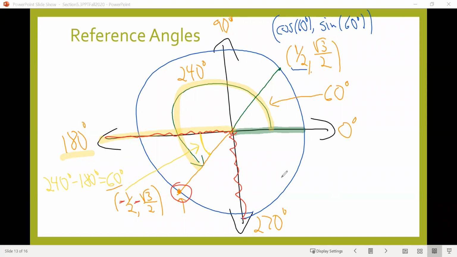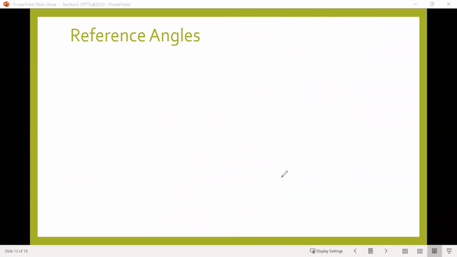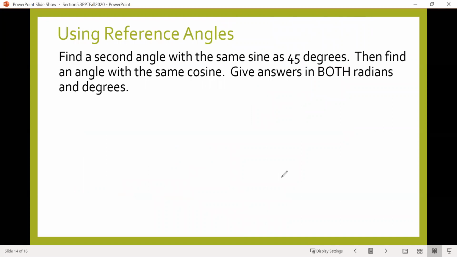All right, let's go to another kind of more general example. So here we're asked to find a second angle that has the same sine as 45 degrees. And then they want us to find another angle that'll have the same cosine. And I'll tell you right now, those will both be different angles.